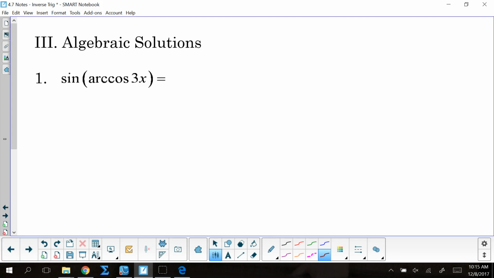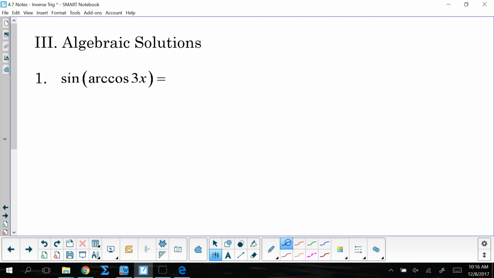Alright, let's try this one now. Okay? The only thing that tweaked is, instead of giving you a fraction, I'm giving you an algebraic statement. Okay? An algebraic expression.